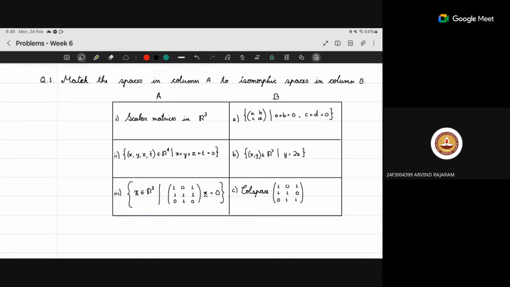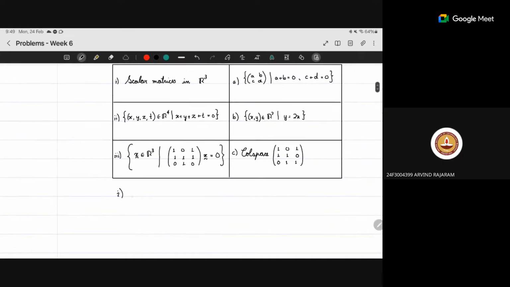But let's see. What is the dimension of scalar matrices in R3? So we need to go one by one, right? Let us do one. Sir, can you repeat the question? What is the dimension of scalar matrices in R3? So now I'll just go 1, 2, 3, A, B, C, and I want the dimension of each of the spaces described. That's how I would solve the problem. So first, let's go to the first entry, scalar matrices in R3. What is the dimension of the set of all scalar matrices in R3?